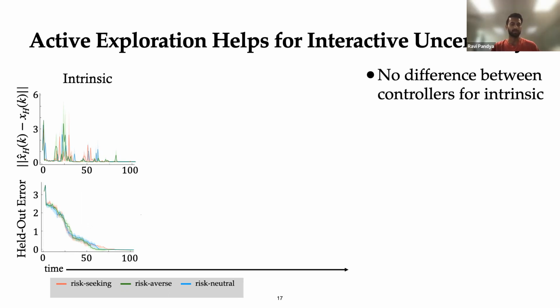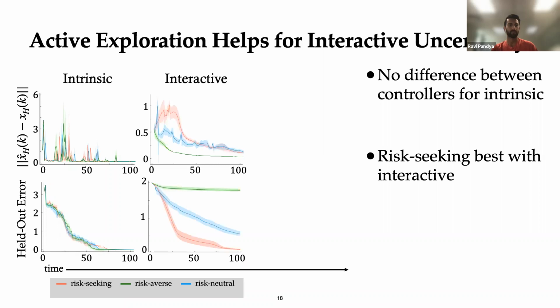When the robot has only intrinsic uncertainty in the human's dynamics, all 3 risk preference controllers have the same performance on these metrics. This seems to make sense since the human model in this case is not a function of the robot's state, so changing the robot's control won't change how the model learns.